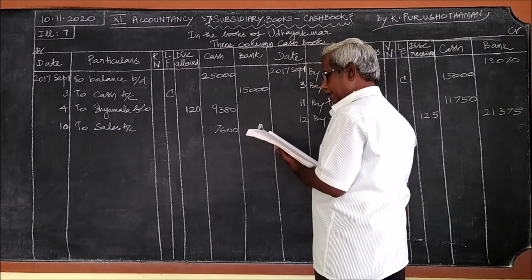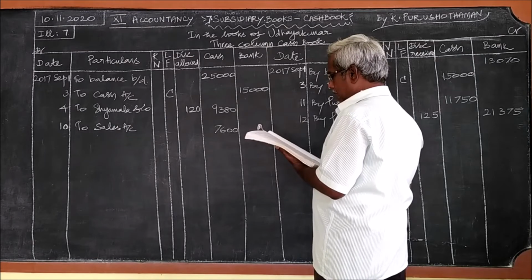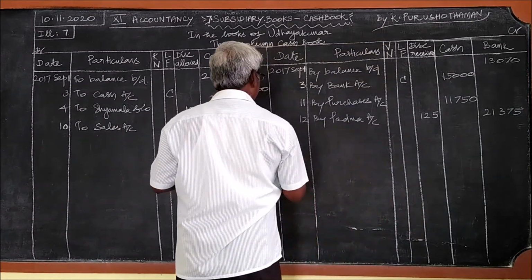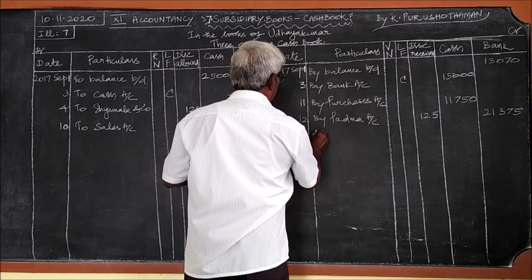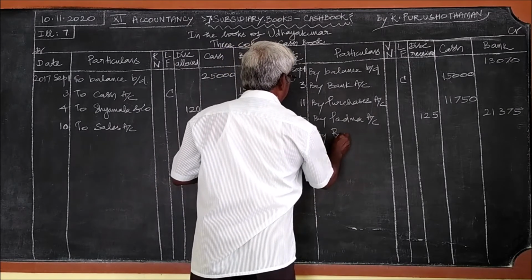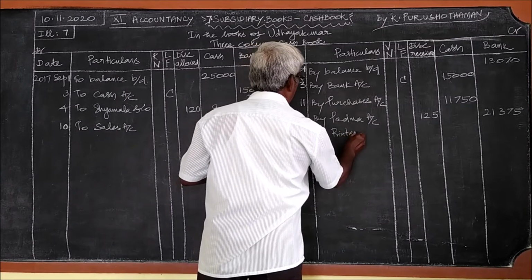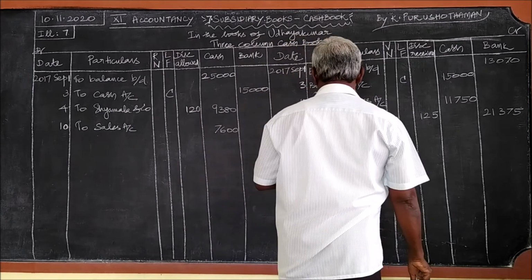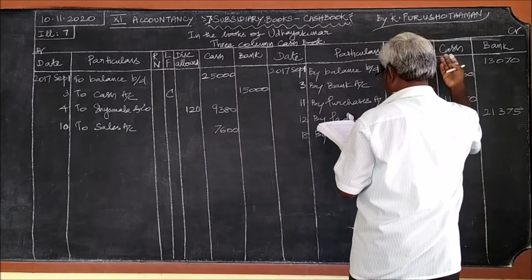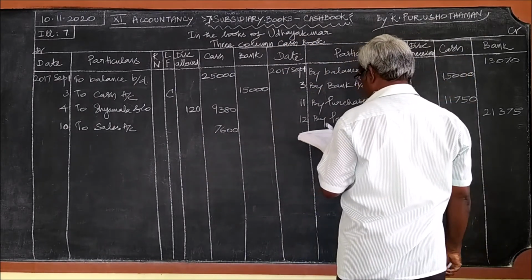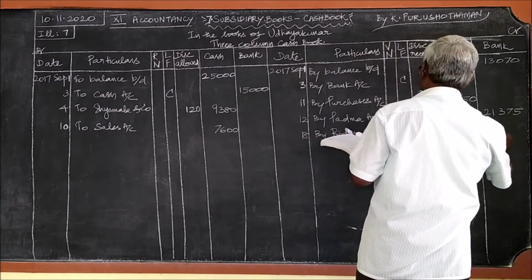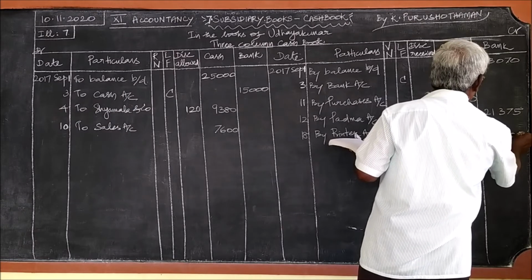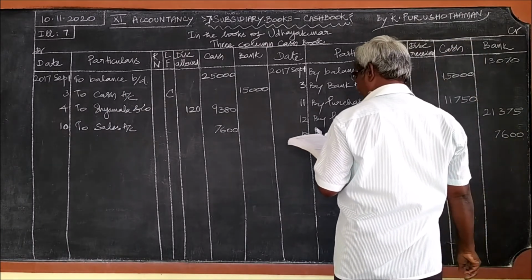Okay, then purchased a printer by check. 18th, by printer account. This is a purchase, only payment. If cash is paid, we can write it in the cash column. The amount is paid by check, therefore we should write it in the bank column. 7,600.